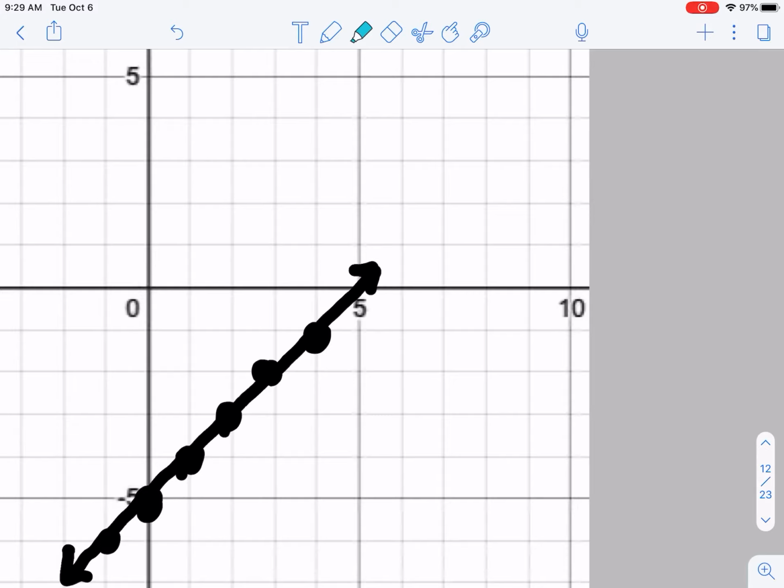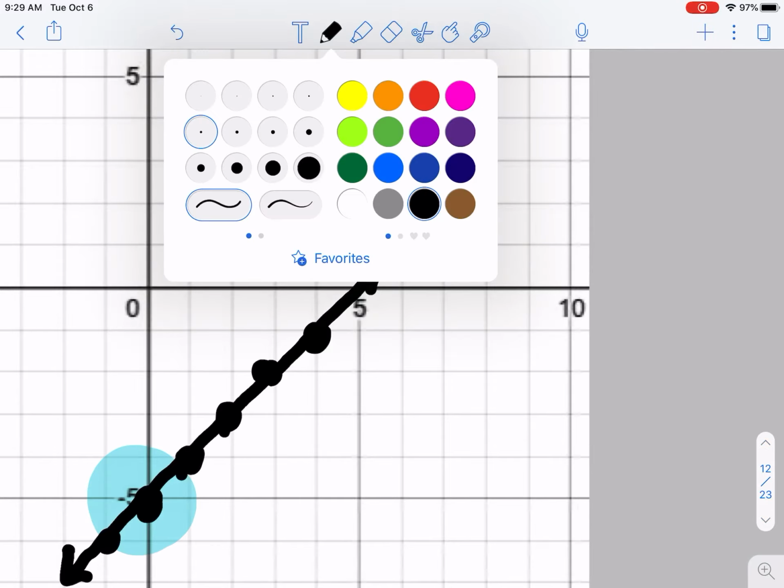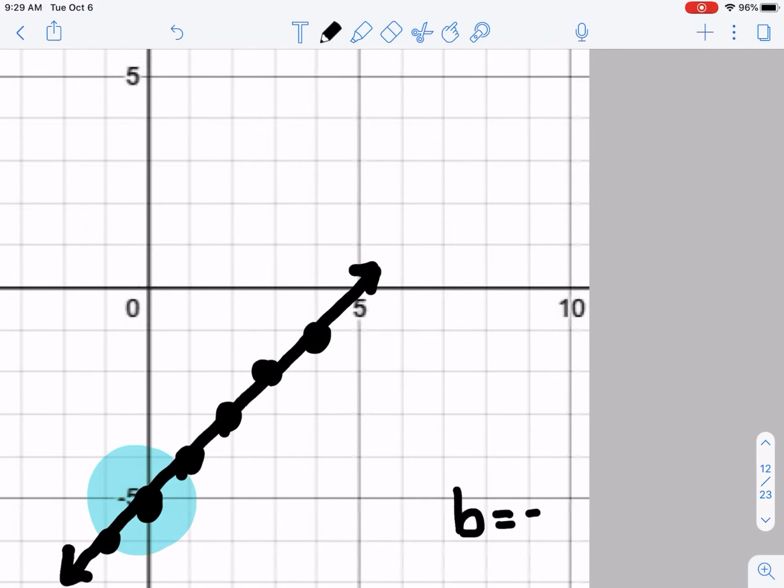Now, I look at this. I see my line crosses the y-axis at negative 5, which tells me that B equals negative 5.